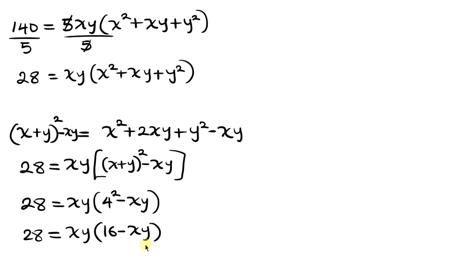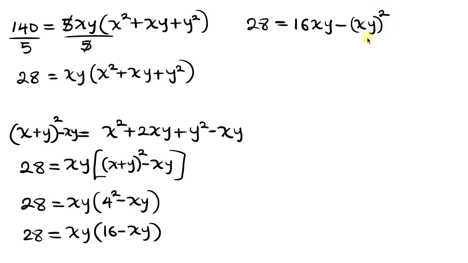Our next step will be for us to open up the bracket so that we have 28 to be equal to xy times 16 is 16xy minus, now xy times xy is xy raised to the power of 2.